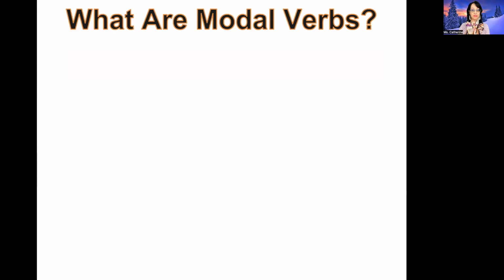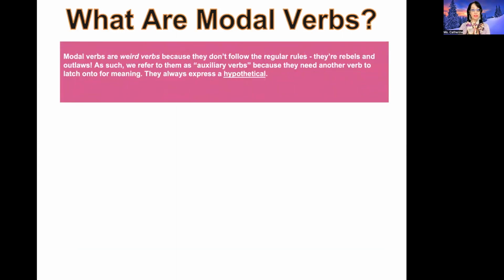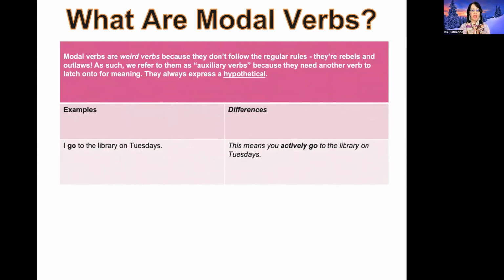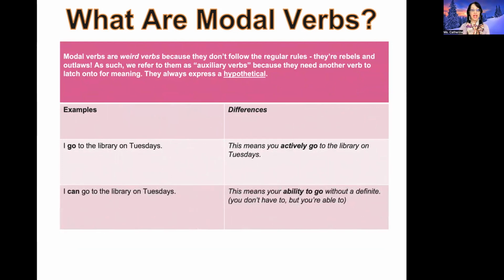What are modal verbs? Well, we went through this, right? So I want to go through this again. Examples: I go to the library on Tuesdays. This means you actively go to the library on Tuesdays. I can go to the library on Tuesdays. This means your ability to go without a definite. Okay, this means you don't have to, but you're able to.